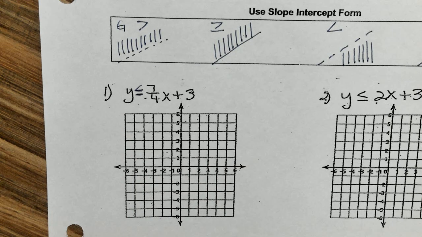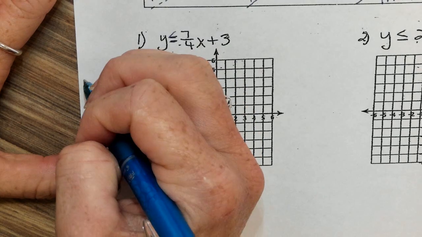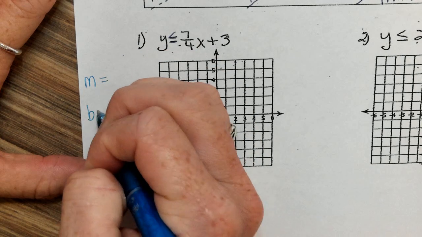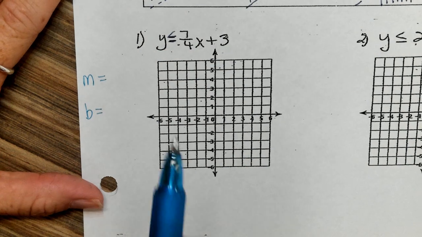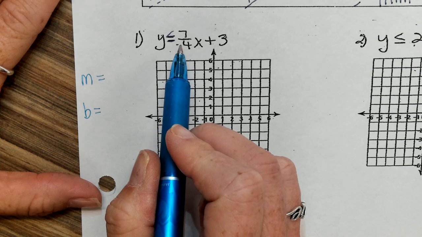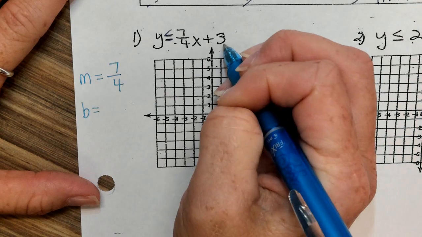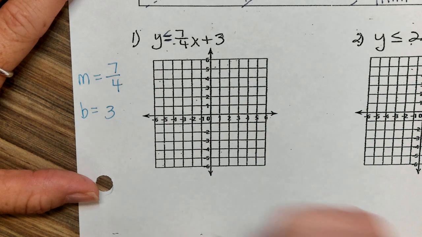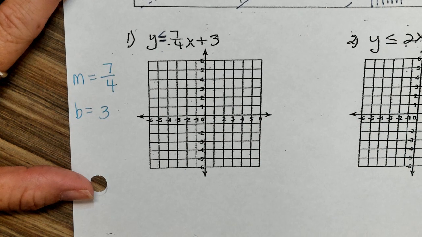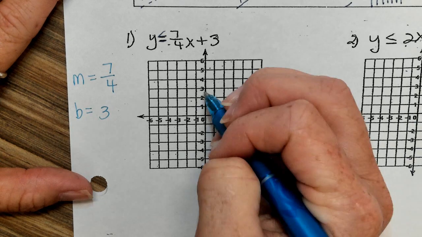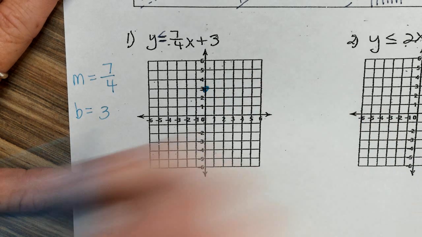All right. To graph an inequality, you need an M and a B. What is the slope here? 7/4. What is the y-intercept? That means I'm going to put a dot on the y-axis at 3.